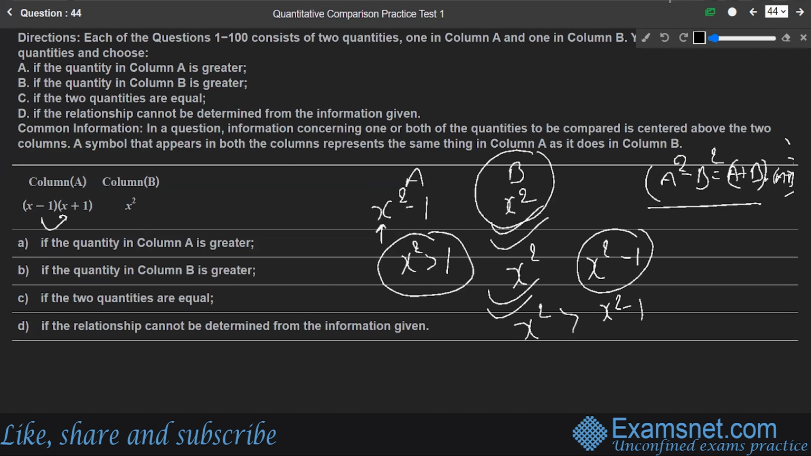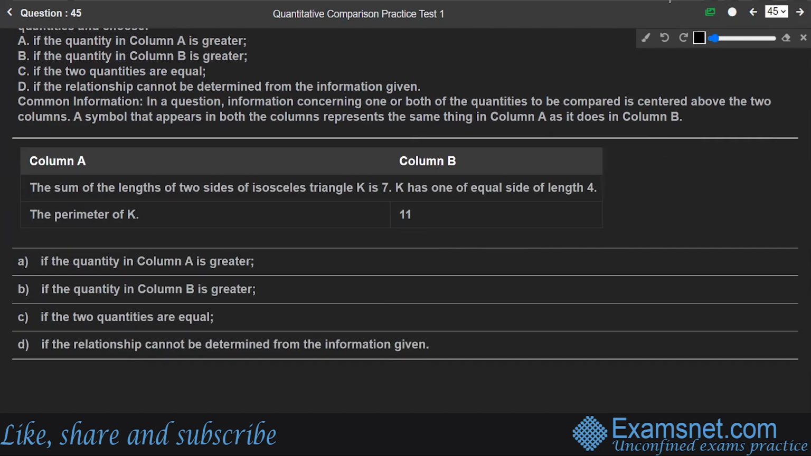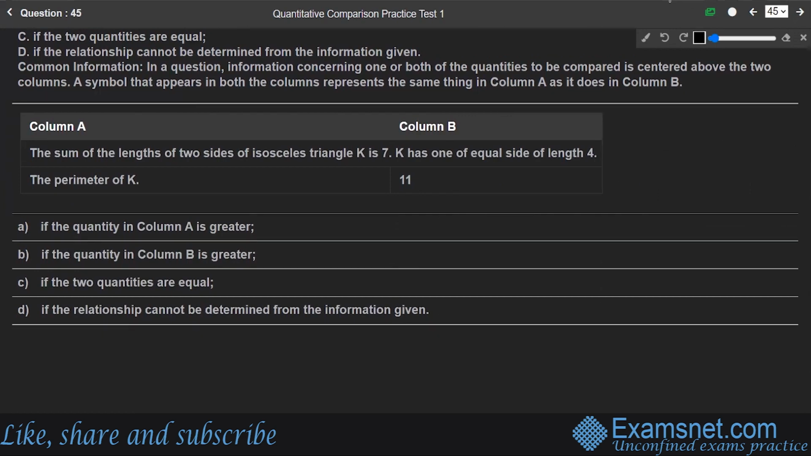When this happens, we hit the option called B, that is, the quantity in column B is greater. Now, the question says the sum of the lengths of two sides of an isosceles triangle K is 7. Let's create an isosceles triangle and understand it through that situation. This is an isosceles triangle.